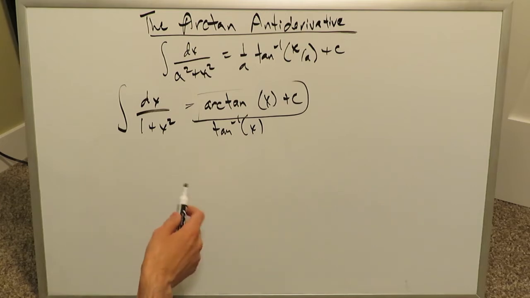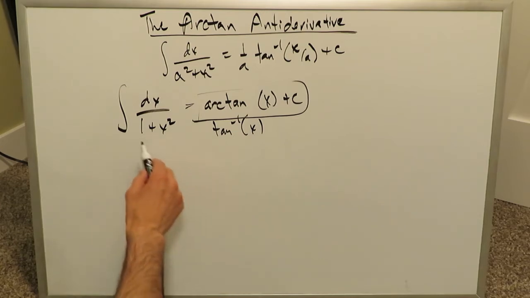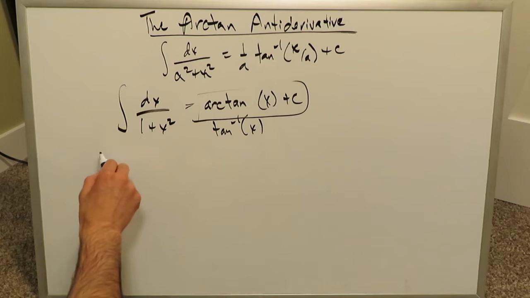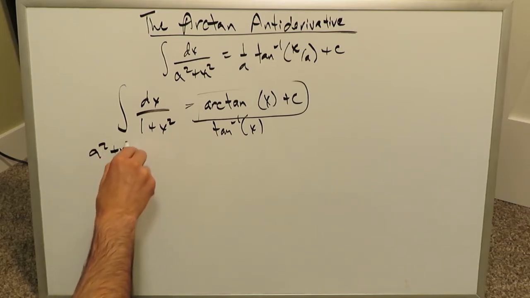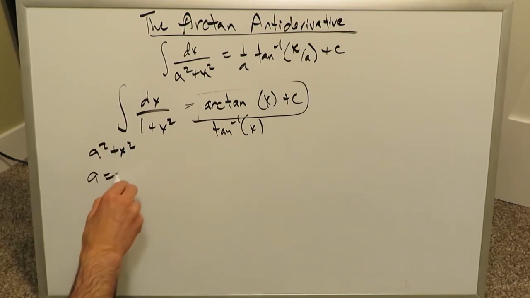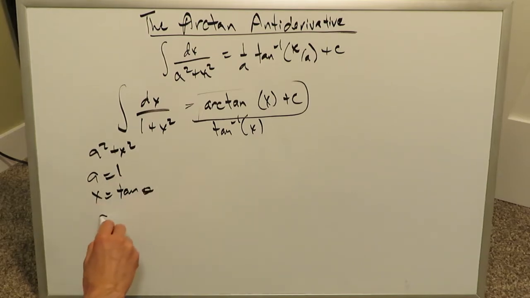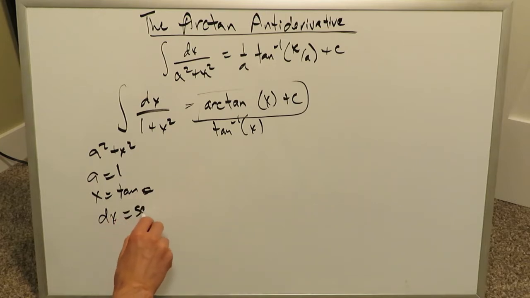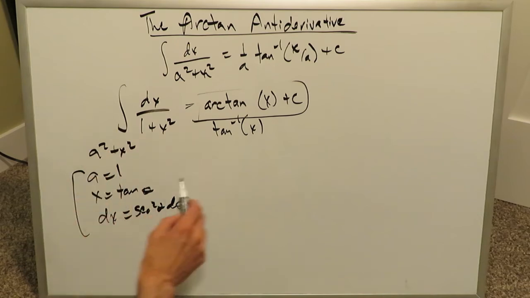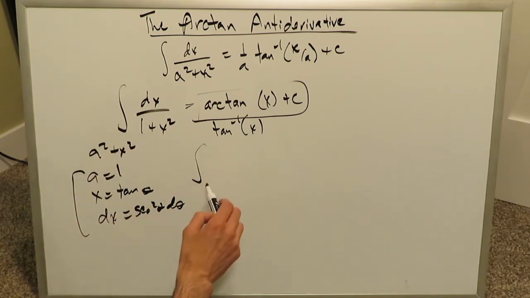When you learn, or if you've learned trigonometric substitution, you will realize when you see something of this form, you're looking at something which looks like a squared plus x squared, and then you're doing certain substitutions. In this case, a is equal to 1 and x is equal to tan theta, and then dx is equal to secant square theta d theta. When you make these relevant substitutions into this form over here, what you end up getting is this.